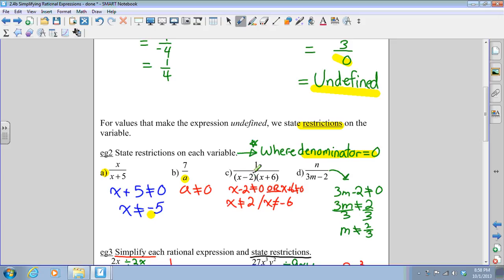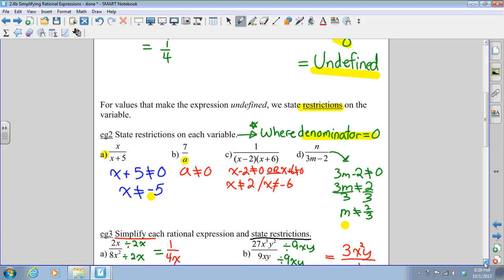Think about it. How do you get this bracket to equal 0? It's got to be 2 minus 2 to give you 0. Second bracket, x plus 6 equals 0. Move the 6 over, so x cannot equal negative 6. Looking at D, it's a little more complicated. Again, the denominator, set it equal to 0 and say that it can't be because it's a restriction. So we take a look. 3m equals negative 2. How do you get 3m by itself? Divide both sides by 3. So in this case, m cannot be equal to negative 2/3.